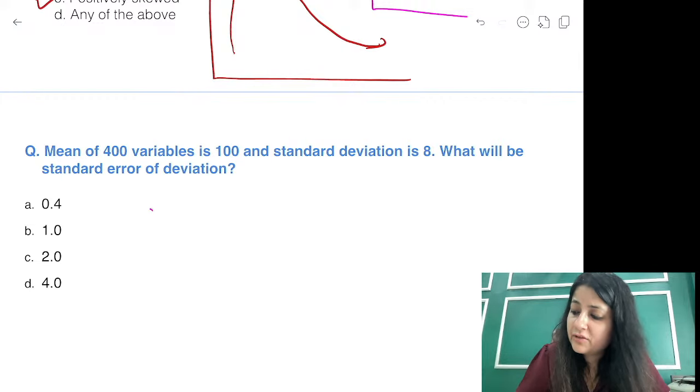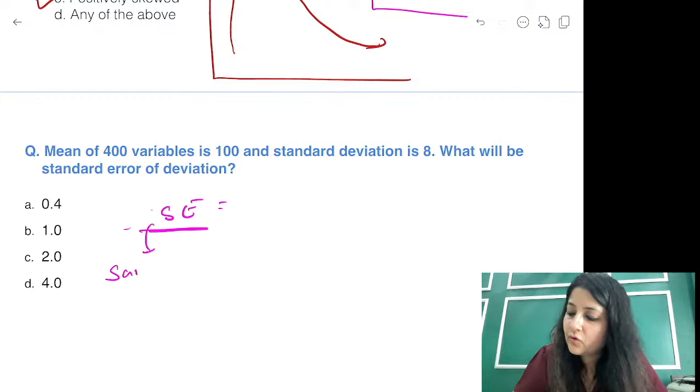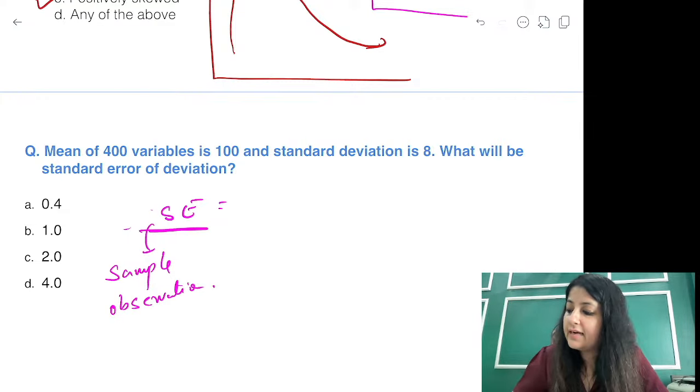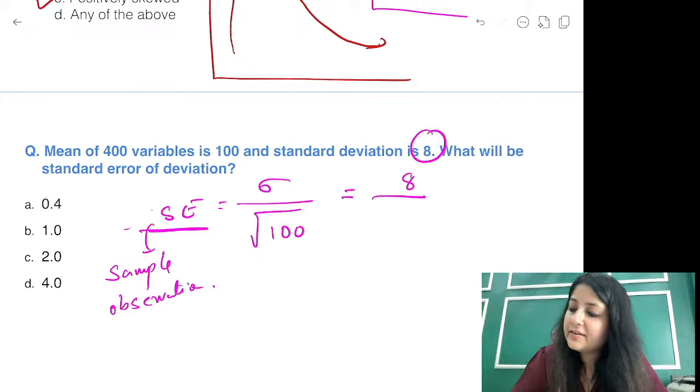What is the formula for standard error of deviation? Standard error. Now I am asking standard error. Standard error is used for sample observations. It is not used for individual observations. So standard error is standard deviation upon square root of n. Here it is 8 and here the mean of 400 variables. What is n? 400. Oh, I wrote 100.